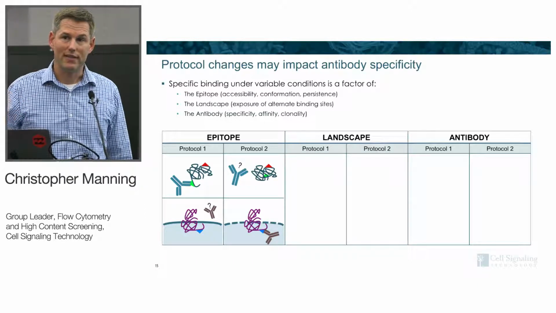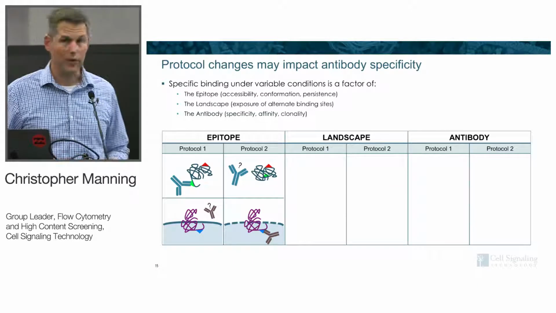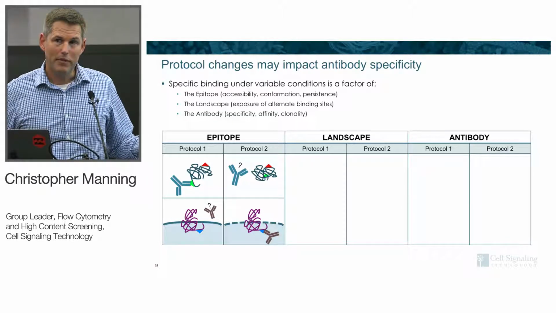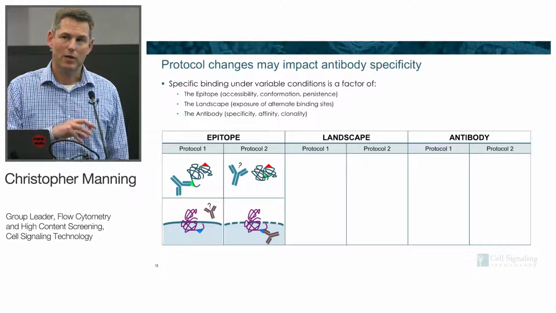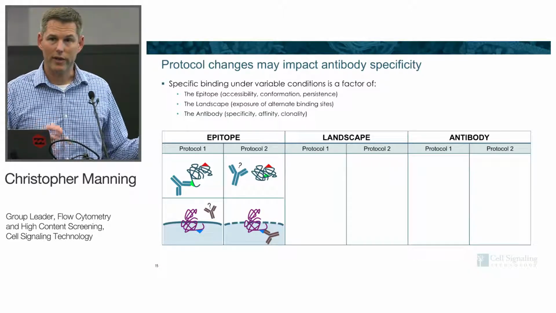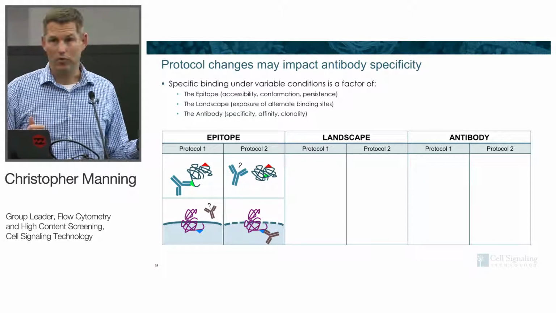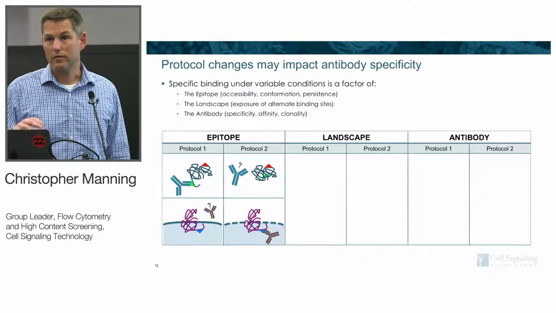If one protocol doesn't allow the antibody to get in there and access it, then you're not going to get any signal. The reason I've got this red epitope there is to show you that this is not a protein-specific problem. You can have a different clone that could bind to a different epitope on that protein that might work in both protocols. Now, this is a little different from phospho detection, right?